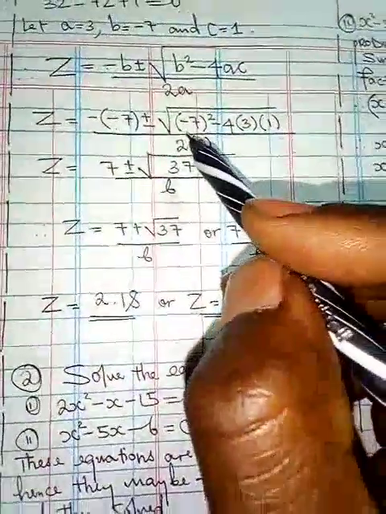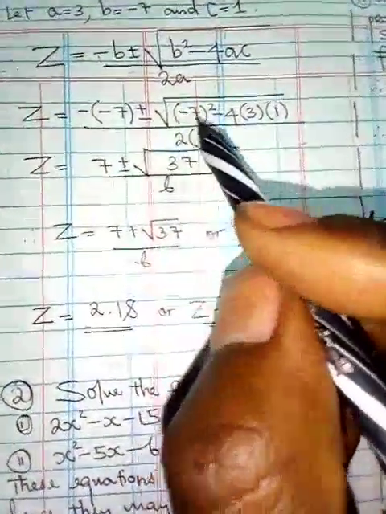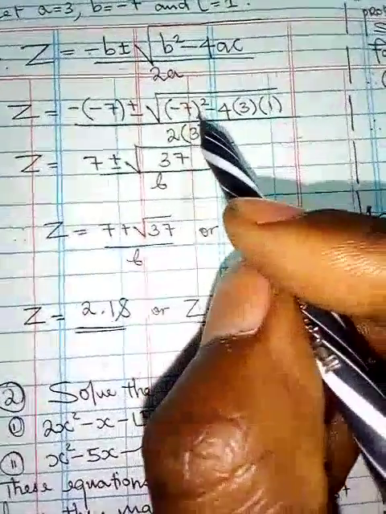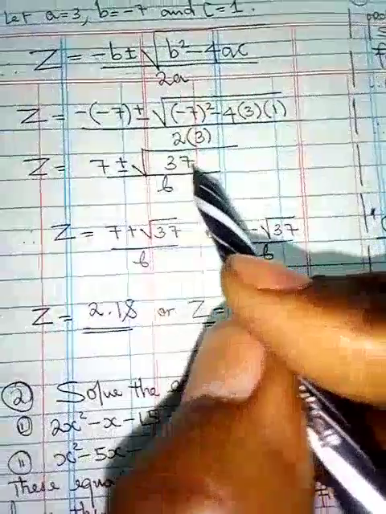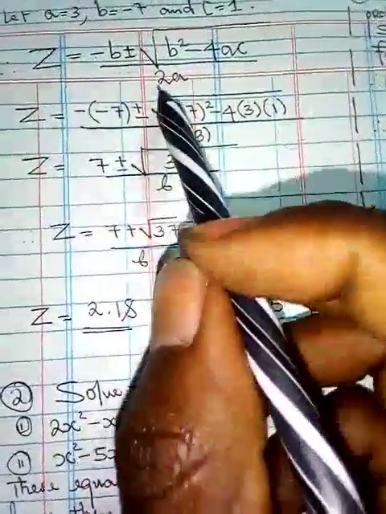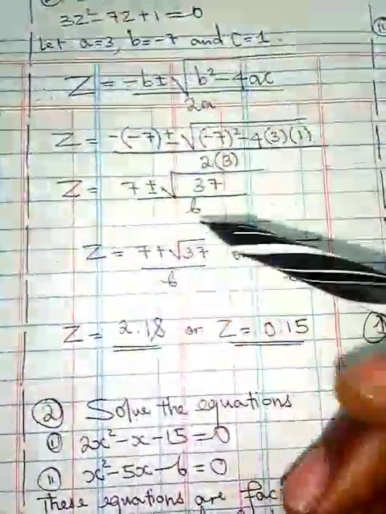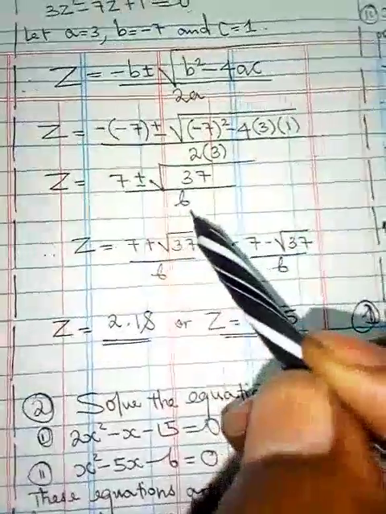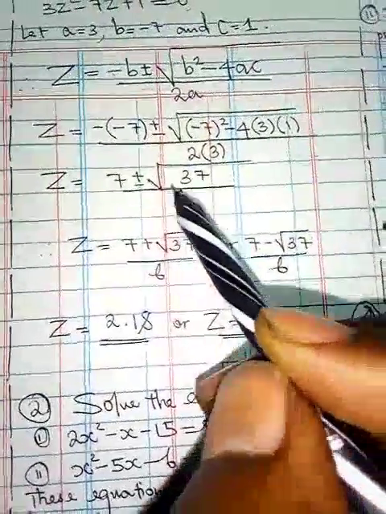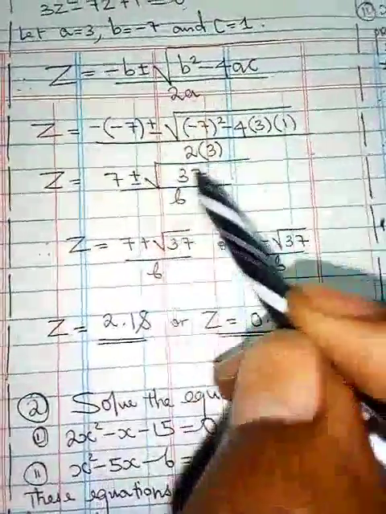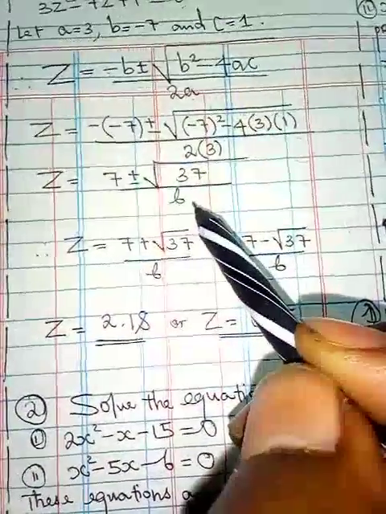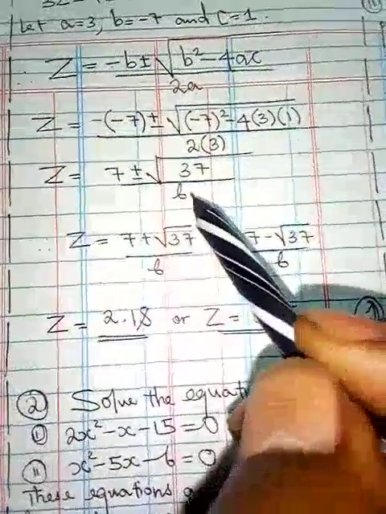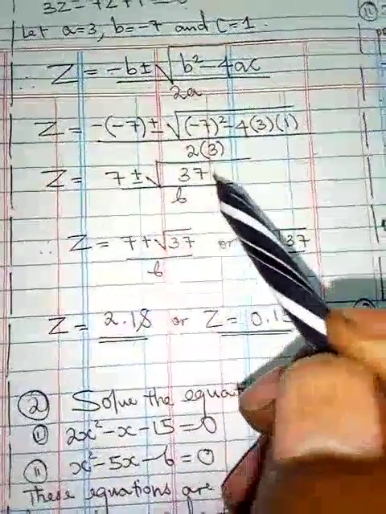So when you're punching these things on your calculator, negative 7 squared minus 4 times 3 times 1, your answer is just going to be that 7. Then 2 times 3, your 2a. Your a value is 3, so 2 times 3 is just going to be 6. And the square root of 37 here is not necessarily a whole number.